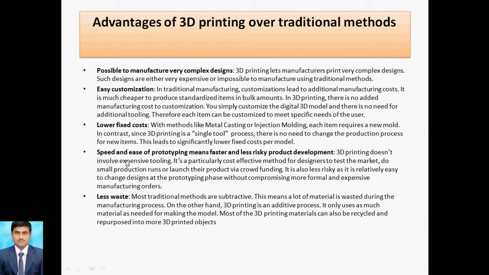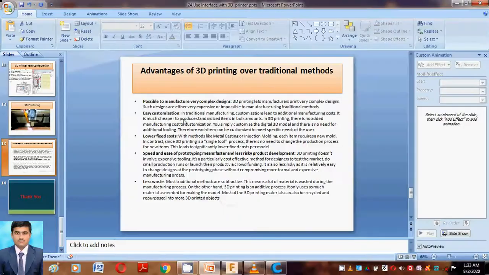The next advantage is the speed and ease of prototyping. So we can create 3D printing in a faster manner. With ease of prototyping, there is also less waste, because this method is called additive manufacturing, or layer by layer manufacturing, which helps minimize waste. Nowadays 3D printing material can also be recycled and repurposed into 3D printed objects. So these are the advantages we have to know for the 3D printer.